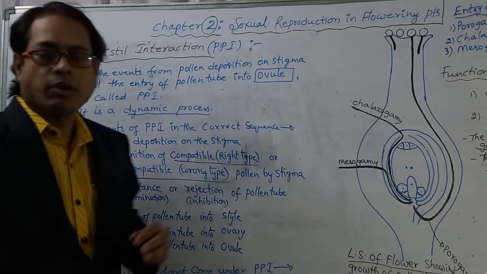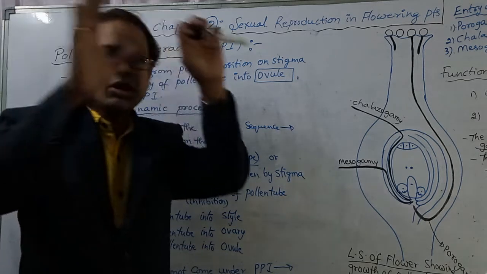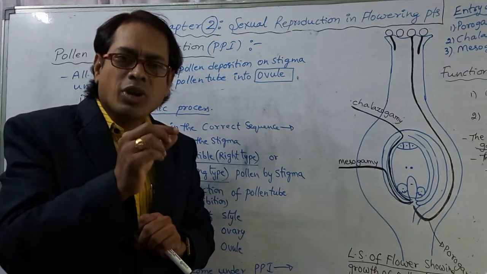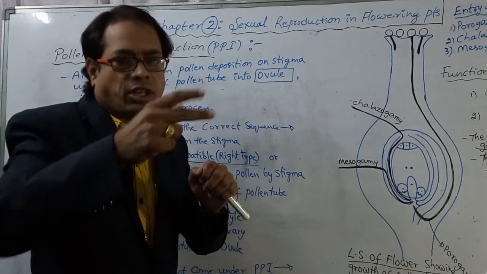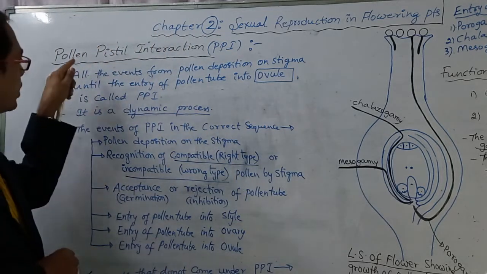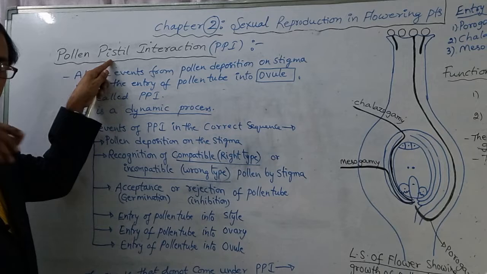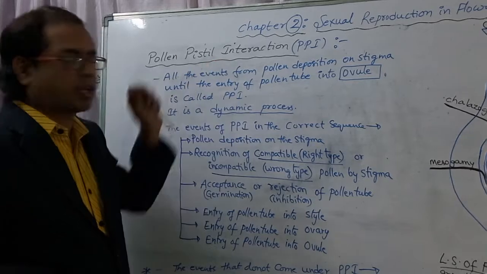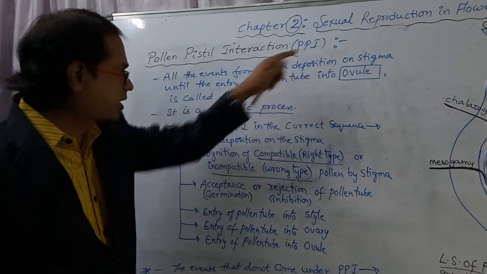That means pollen grains are transferred from anther to stigma. There, the chemical components of pollen grain and the chemical components of stigma interact with each other. That's why it is called pollen pistil interaction, shortly called PPI.